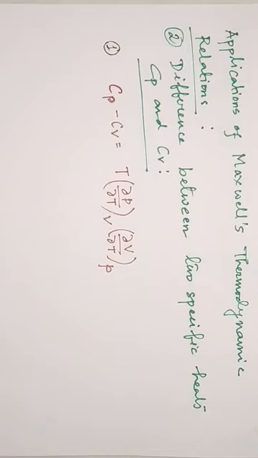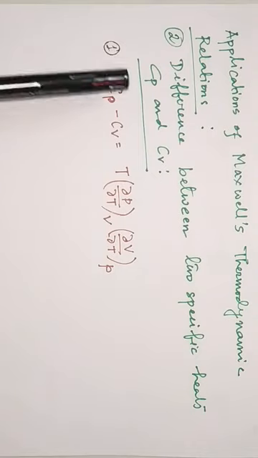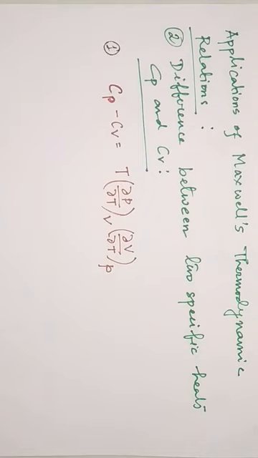So the next application of Maxwell's thermodynamic relation is that we can use these relations to find the difference between two specific heats Cp and Cv. As you know, Cp is the specific heat at constant pressure and Cv is the specific heat at constant volume. Now there are three different expressions for Cp minus Cv. Okay, so we'll determine their value one by one.